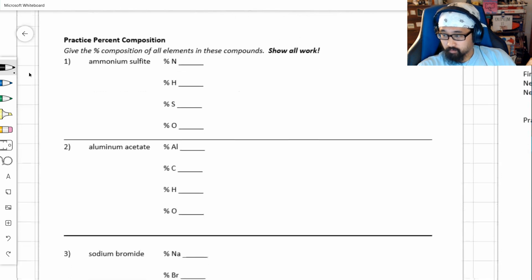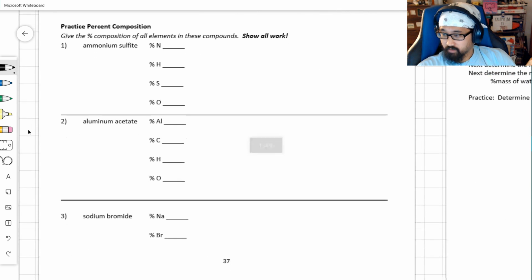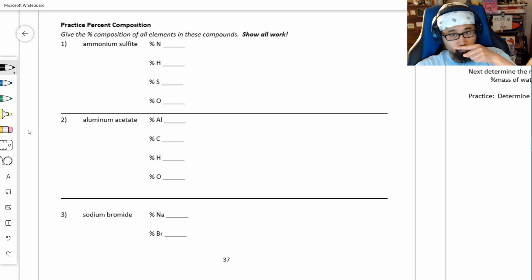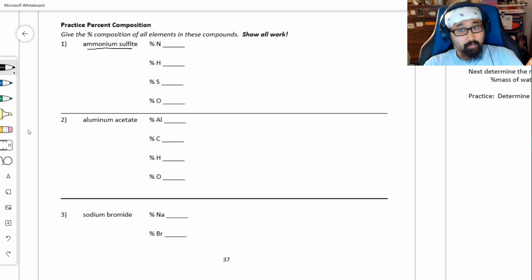Now, there are some practice percent composition questions. There are 4 of them. There are 3 on this page. There's 1 on the next page. The problem is, these are names, not formulas. Little reminder of how to make the formula from the name.